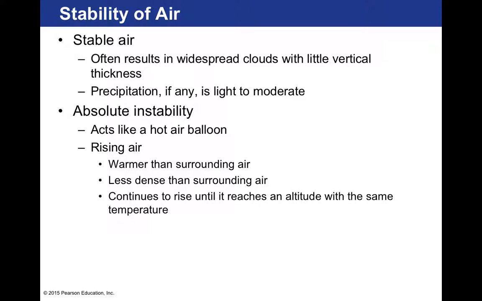More about stable air. If you wanted to look at the weather in a certain region where there's stable air, it would often result in widespread clouds with little vertical thickness, so these would be thin clouds, and if there was any precipitation, it would be light to moderate.